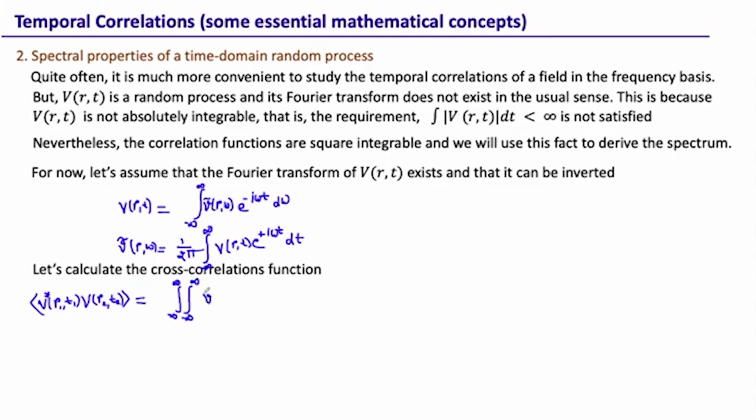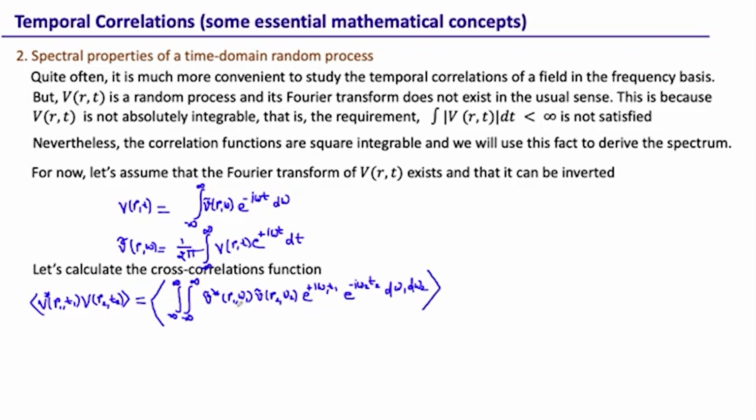and then the first one is V tilde star(R1, omega 1), and then the second one V tilde(R2, omega 2), and the e to the plus i omega 1 T1 e to the minus i omega 2 T2 d omega 1 d omega 2, and this whole thing ensemble averaged.